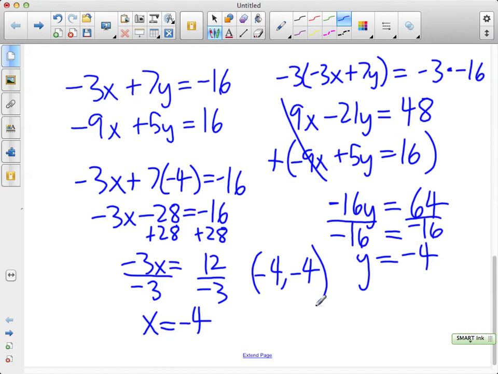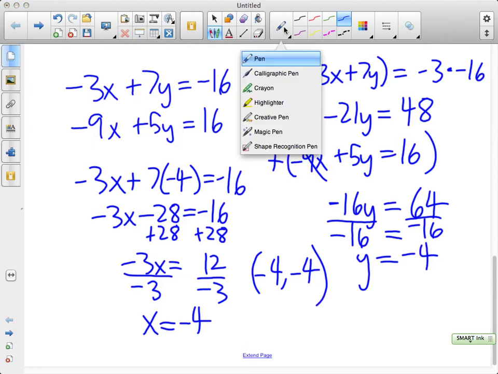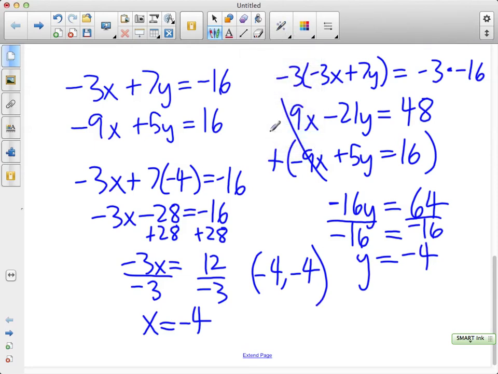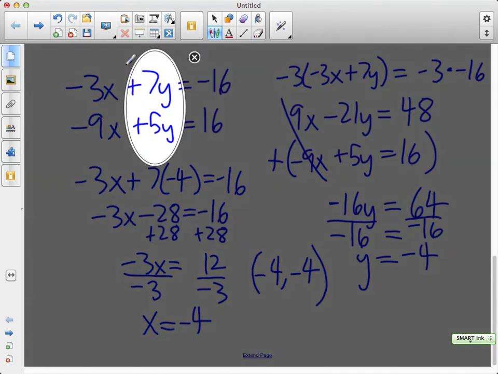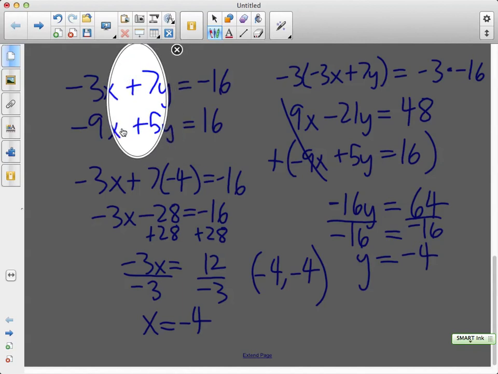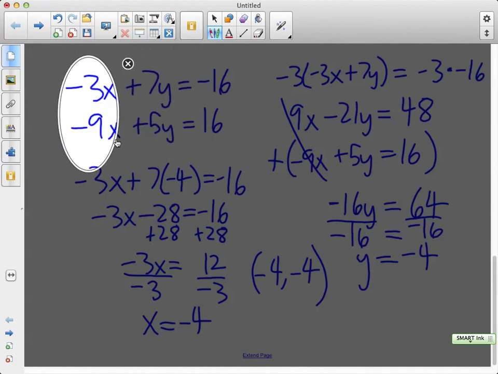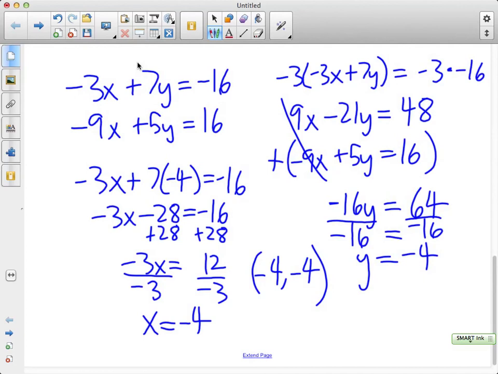So the real trick in solving by elimination is just recognizing which variable is easier to eliminate. So in this one, if we had tried to eliminate the y's, you would have to multiply the bottom equation by 7 and the top one by 5. That would be one way to do it. You could do it. It would be a little trickier. And at that point, you notice that the x, one is a multiple of the other, like 3 times 3 equals 9 exactly. Picking the easier variable to work with is the most important part of solving by elimination.